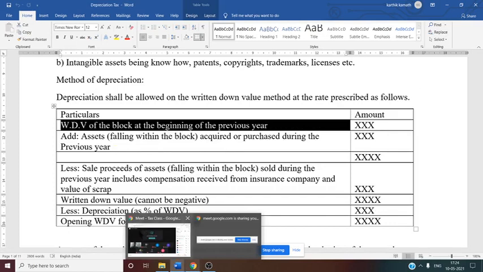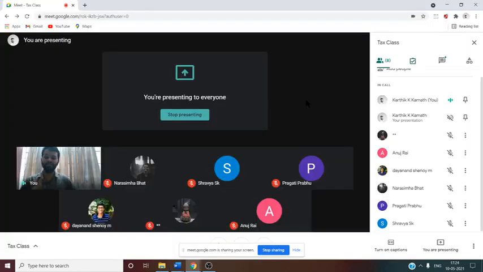So we have to identify the previous year first. Suppose this is the assessment year, 2021-22 is the assessment year. That means the previous year is 2020-21. So from where does this 2020 start? That is from the financial year 1/4/2020 till 31/3/2021, which is our previous year for depreciation purpose.